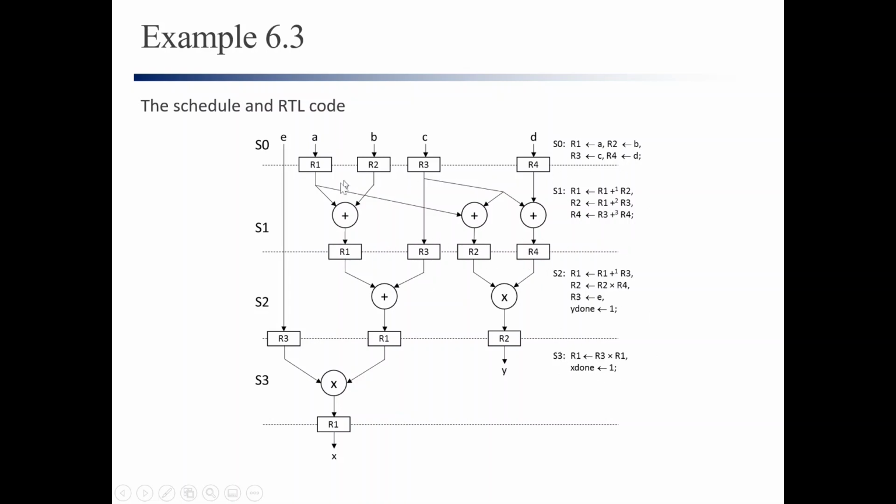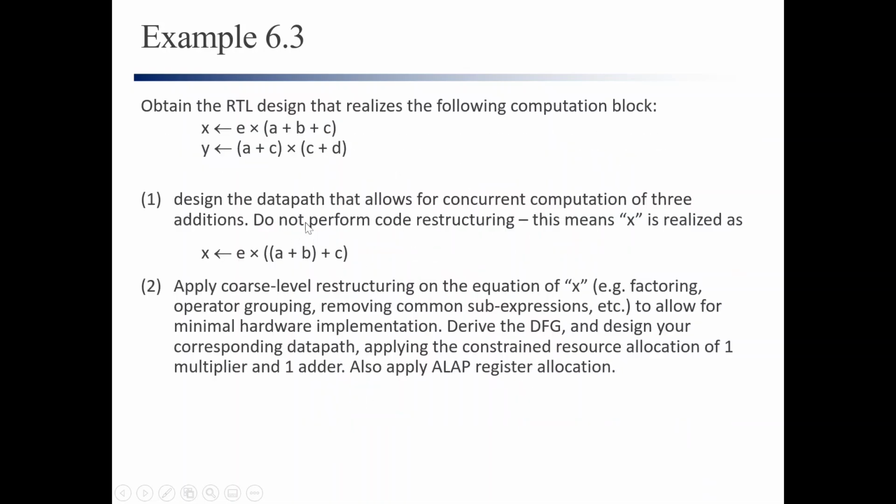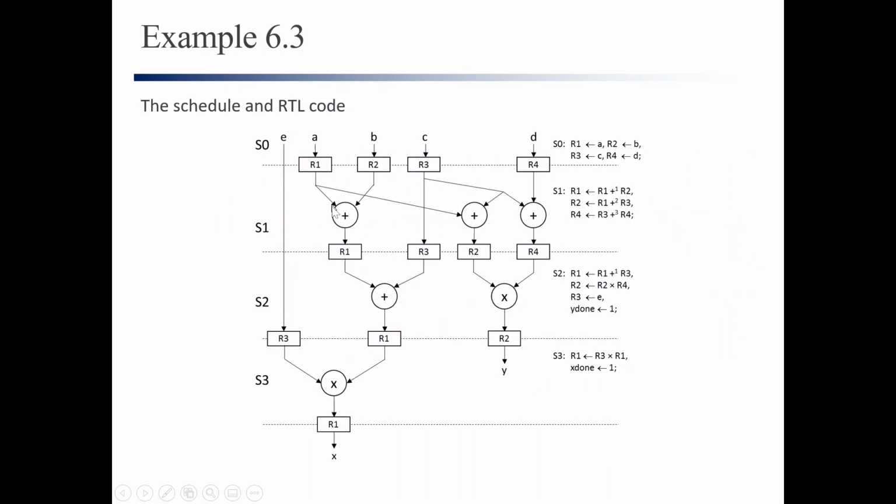And we can see that here, based on the question, to design the data path that allows for concurrent computation of three additions. So we can have up to three adders in our design. This clearly demonstrates that. In any single cycle, the maximum number of adders is three, right? Here in S1, we have three add operations that will be executed at the same cycle, which means that we need three adders here, right?